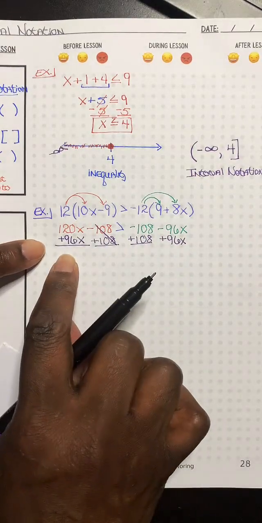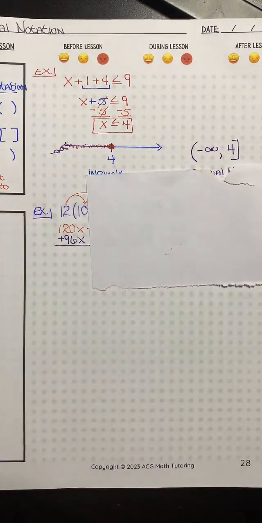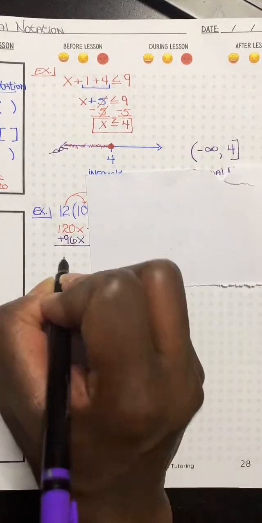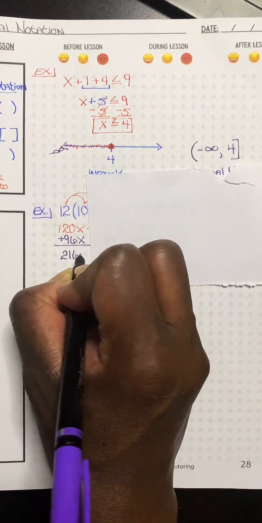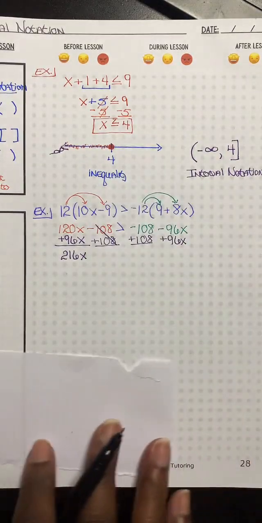But then over here, we have, sorry, let me cover you guys up. So we have 120 plus our 96. And that gives us 216. I know I've been doing math most of the day. I'm starting to get cray. Okay, so we got 216 here.